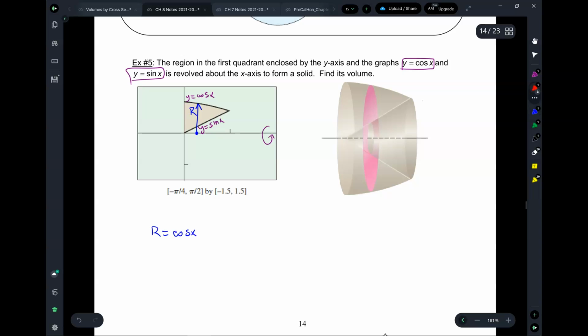Little r. What's the axis of revolution? X-axis. What is it revolving around? The x-axis. So it goes from here to the closer function. That's little r. Little r is sine x. So I'm going to ask you again, what's the axis of revolution? X-axis. Because it tells you here. It's being revolved about the x-axis.